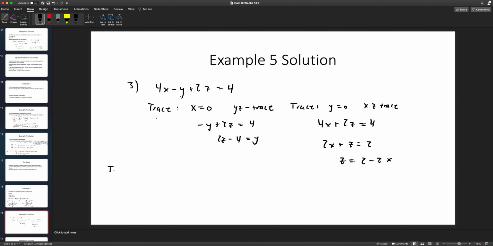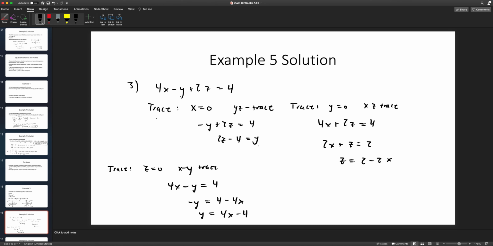And we could take finally a third trace. You could sketch these lines, that's the idea. z equals 0 rather, so we get the xy trace. The xy trace is 4x minus y is equal to 4. So we can just solve for y as negative y equals 4 minus 4x, or y is equal to 4x minus 4, which is a line. So we have a few lines that we can trace out, and then we get a plane.